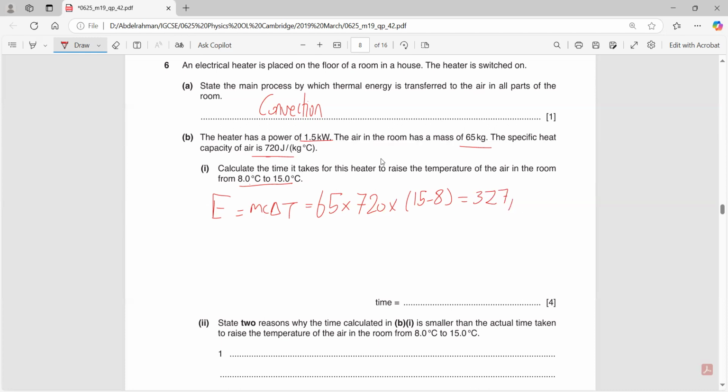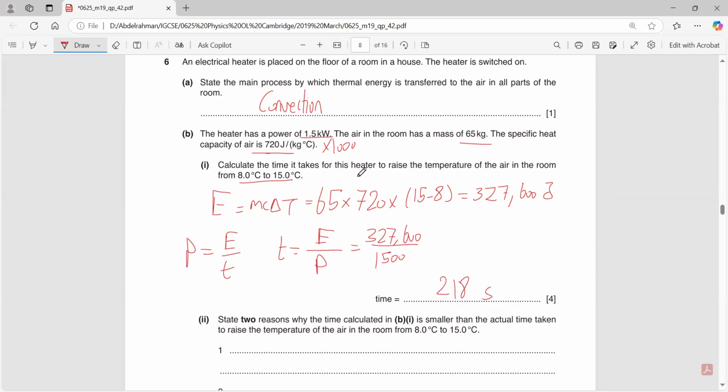327,600 joules. You have the power, which is 1.5 kilowatts, so you need to multiply it by 1,000. Power equals energy over time, therefore the time would be equal to the energy over the power. 327,600 divided by the power, which is 1,500, this would be 218 seconds.